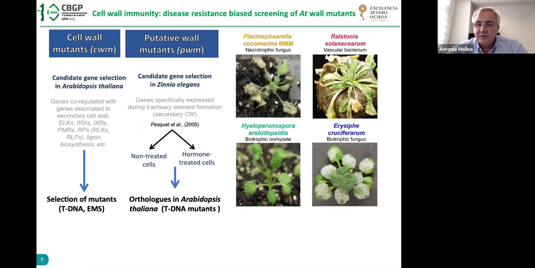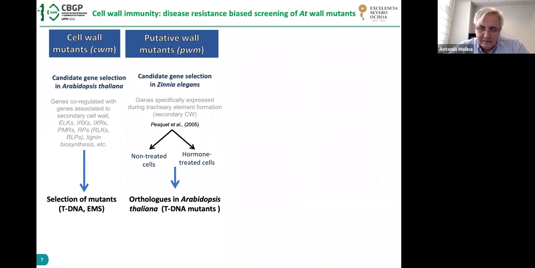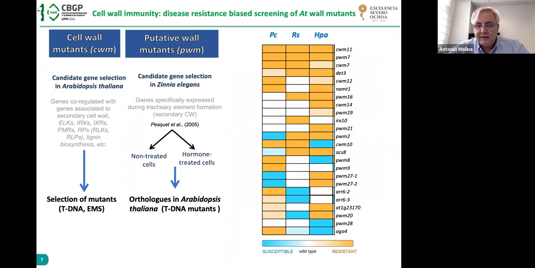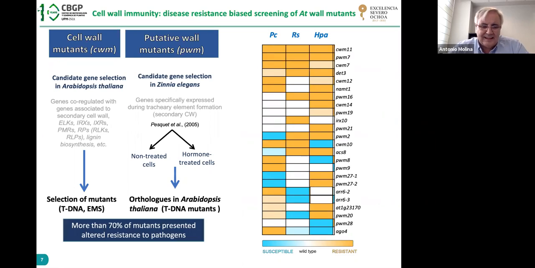Now it's called Ralstonia pseudosolanacearum, the biotrophic oomycete Hyaloperonospora arabidopsidis, and the biotrophic fungus Erysiphe cruciferarum. And we check the resistance of a bunch of mutants, and not all of these data are shown here. And we found this astonishing result. It is really surprising because we found that 70% of the mutants that we tested show alteration to at least one of these pathogens.